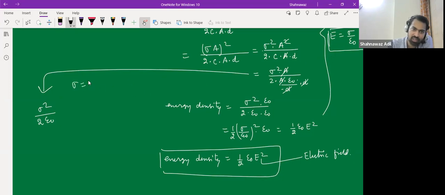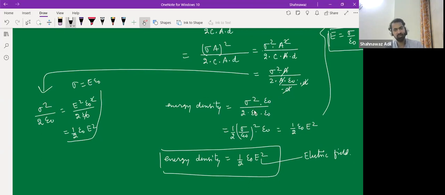So sigma is E epsilon naught. You can plug in the values and you will get E squared epsilon naught squared by 2 epsilon naught. So this will cancel and you will get half epsilon naught E squared. You can do it this way, or you can multiply by epsilon naught and divide by epsilon naught. We can multiply by the same quantity and divide by it, so that will not change the answer, right?